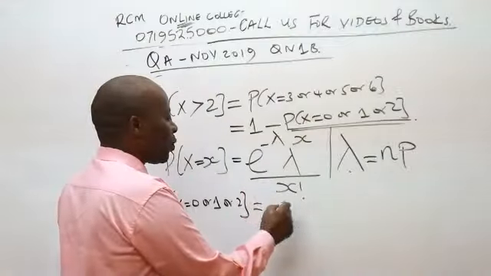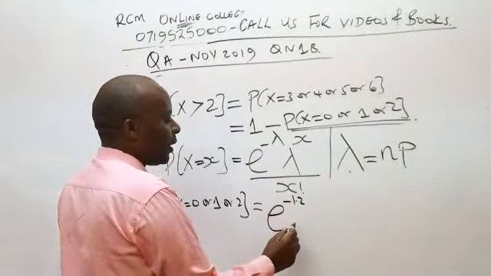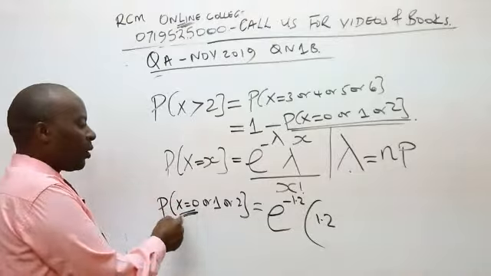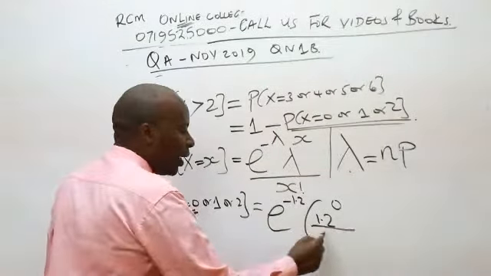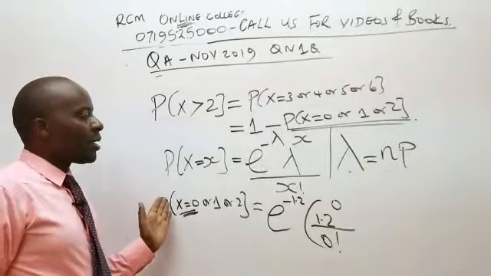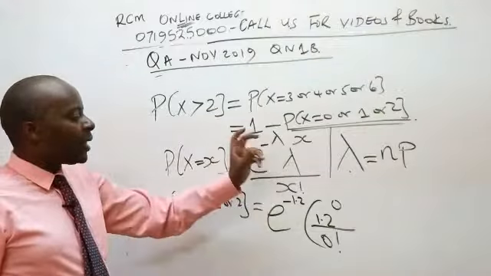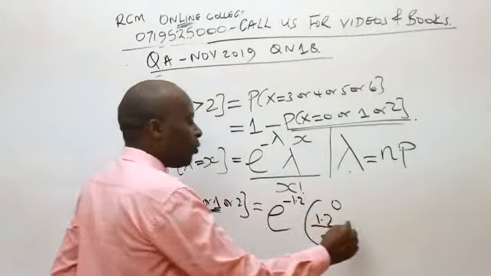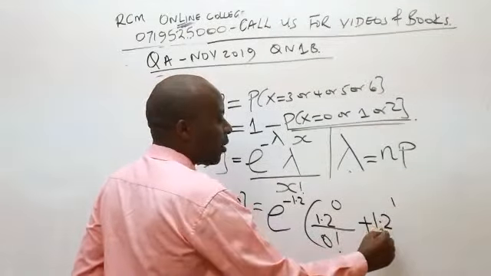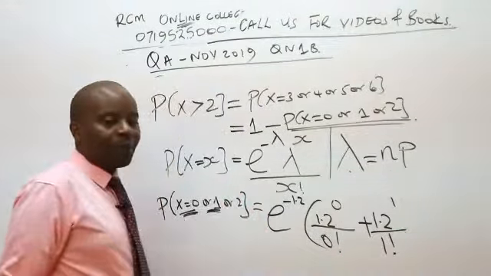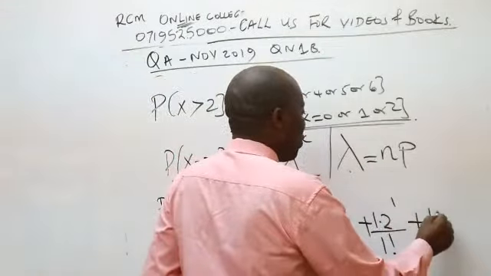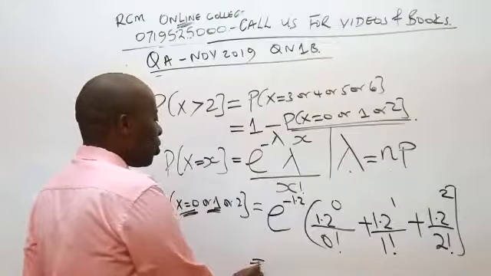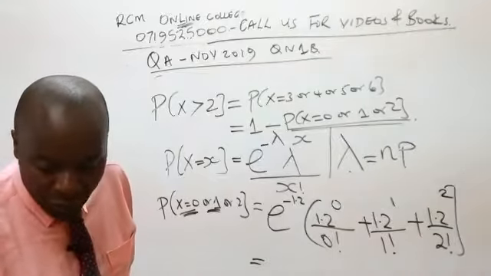So I'll come and factor out e raised to negative lambda. Lambda here is 1.2, raised to the first x figure, which is 0, all over 0 factorial. I'm factoring out this e because it's applicable to each one of them, but inside brackets I'll have lambda raised to x all over x factorial. So plus the mean raised to 1, all over 1 factorial. Plus 1.2 raised to power 2, all over 2 factorial. So please go ahead and evaluate all of it at once using your calculator.